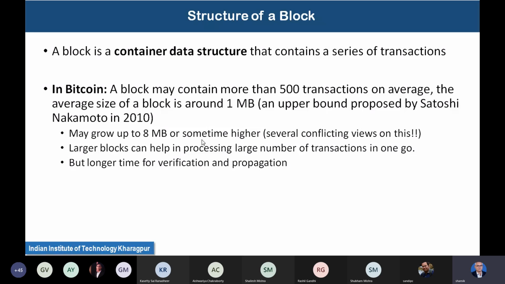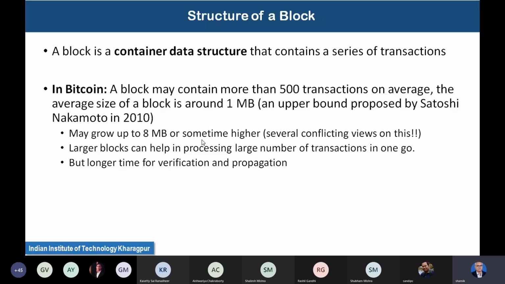Of course, we understand that if the block size is larger, a lot of transactions will be in the same block. That is quite obvious, and it means that in one go, a large number of transactions can be processed. But the actual time for verification and propagation would be more. While I can possibly include, say, 10,000 transactions in one block, I have to wait for 10,000 transactions to come. So there will be some latency.